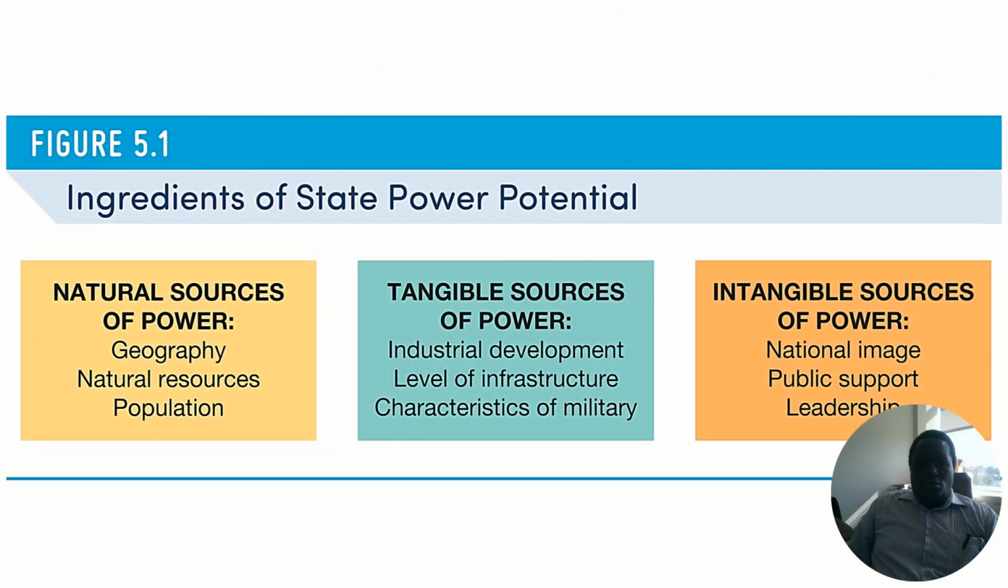So this gives us some insight into ingredients of state power. Natural sources of power being geography, natural resources, and population. Tangible sources of power being industrial development, infrastructure, and the military. But intangible sources of power can include the national image, public support, and leadership.